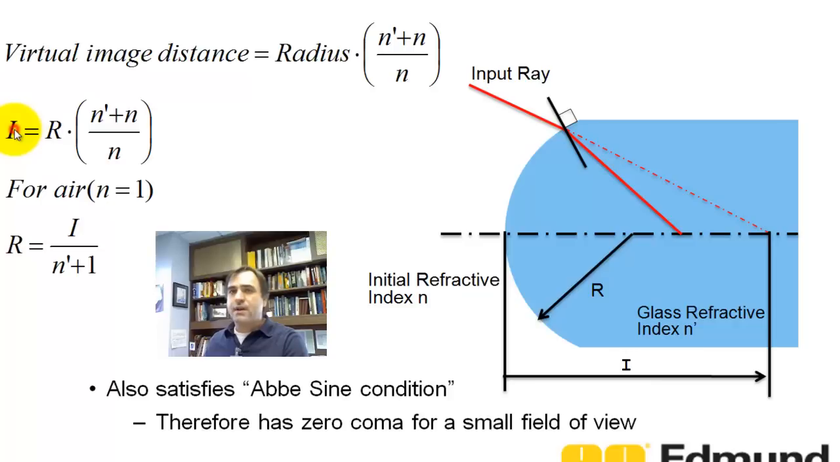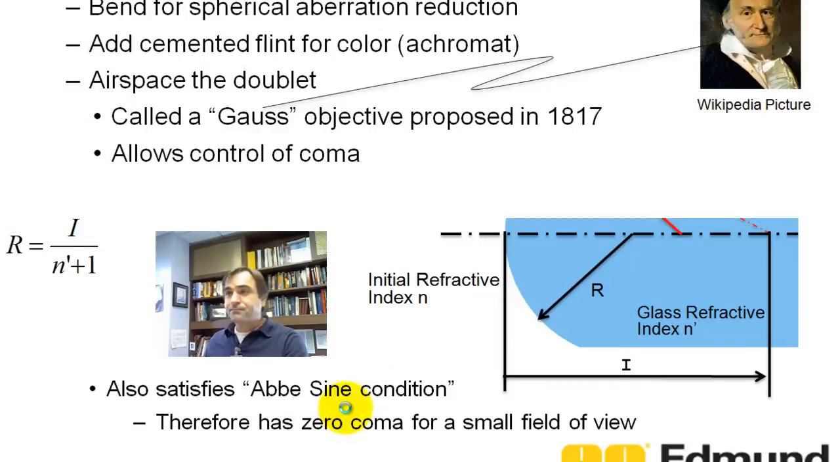So here's this I. This is the surface here, the radius of curvature, here's the center of curvature, and that's this in this equation. If you're in air, where this initial index of refraction is 1, your radius is going to equal your virtual image distance divided by your index plus 1. Now, this also satisfies the Abbe sine condition. I'm not going to go into that here, but needless to say, this implies that you're going to have zero coma for a small field of view.